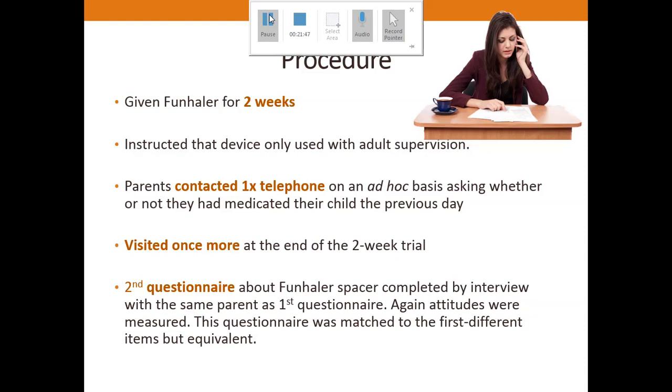They were also visited once more at the end of the 2-week trial by the researcher, where the parents were interviewed, and they also filled in a matched questionnaire after the use of the Funhaler. So they filled one in after using the breath attack, and they filled one in after using the Funhaler.